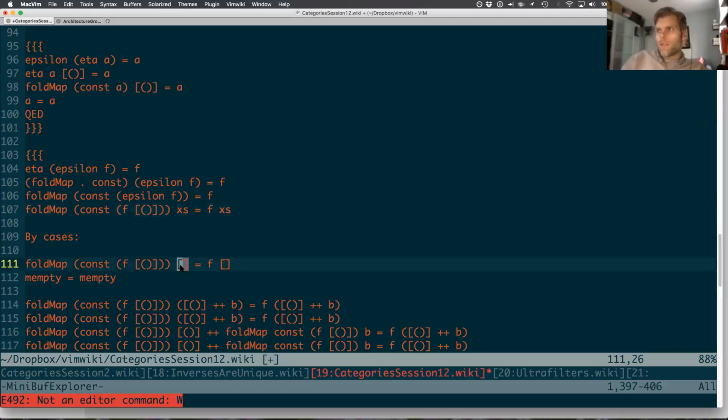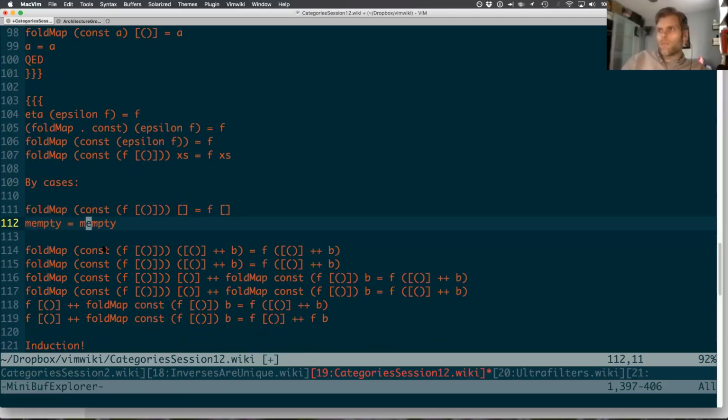So if it's the empty list, then that's really simple because fold map of the empty list is mempty, and f of the empty list has to be mempty as well because f is a monoid homomorphism. So mempty equals mempty. That case is now proved.